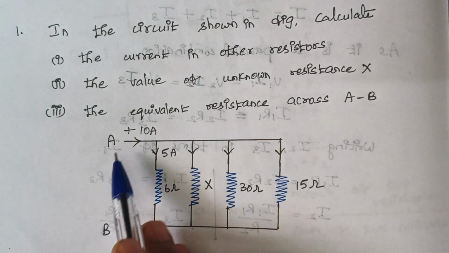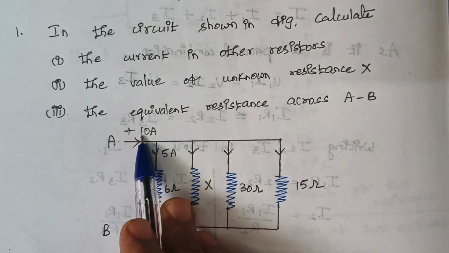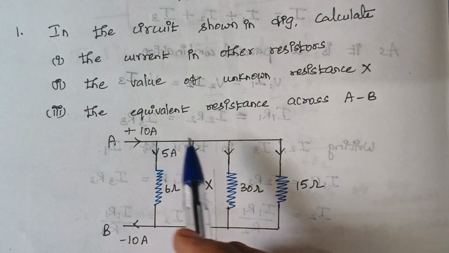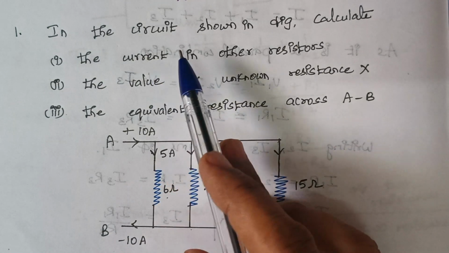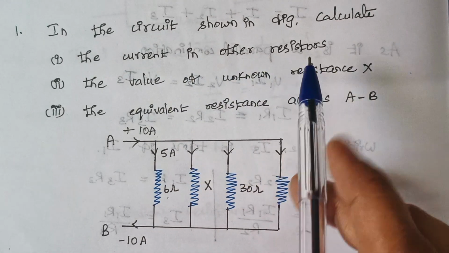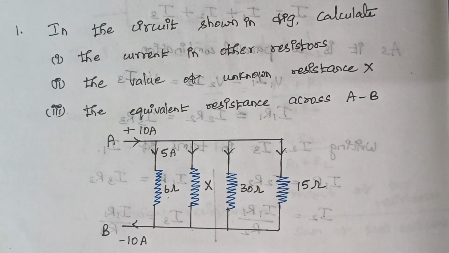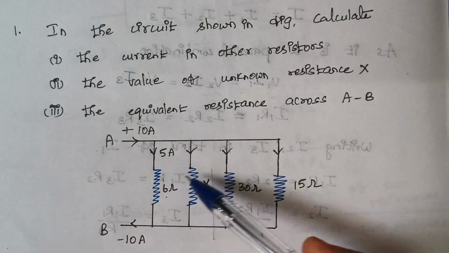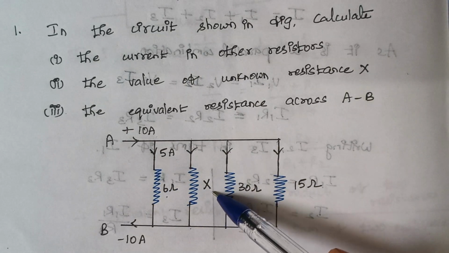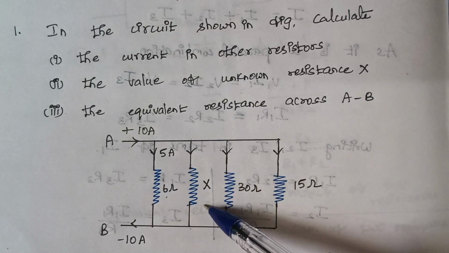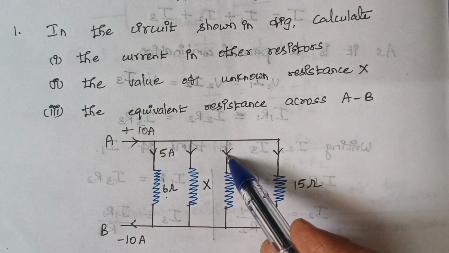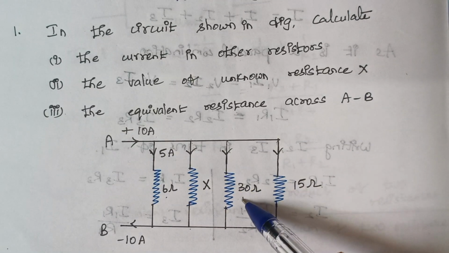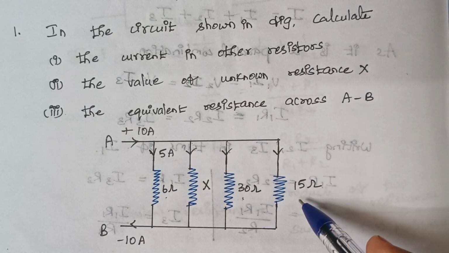And here you see there is an input current of 10 amps and 5 amps flows through this 6 ohm resistor. So the first question is we have to calculate the current in the other resistors, right? So when you look at this resistor, the resistance value is not given. So we can just leave this. And here the value of resistance is given. We need to calculate the value of current which flows through this 30 ohm resistor and 15 ohm resistor.